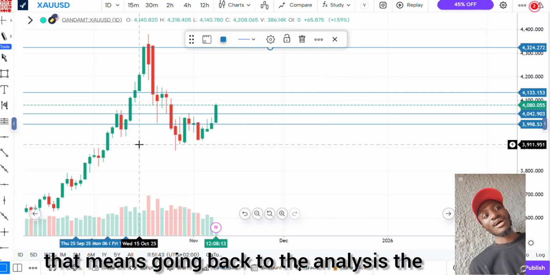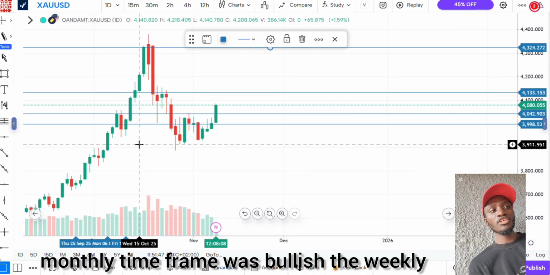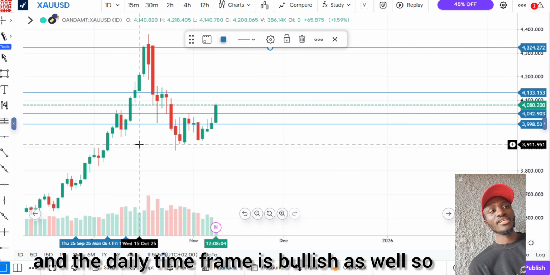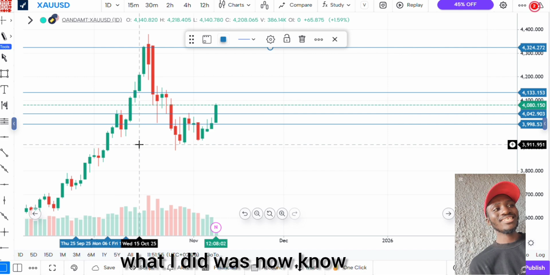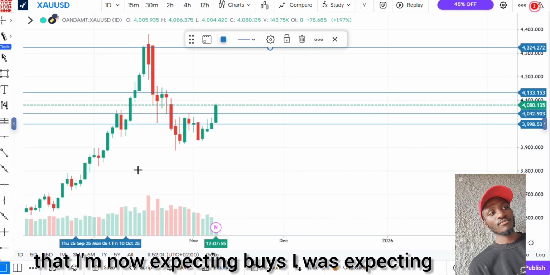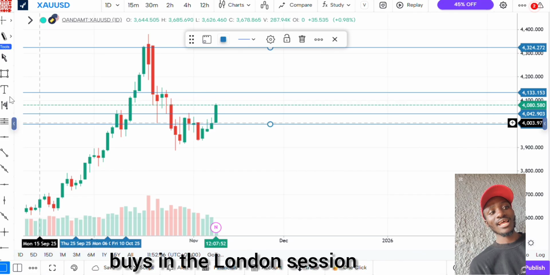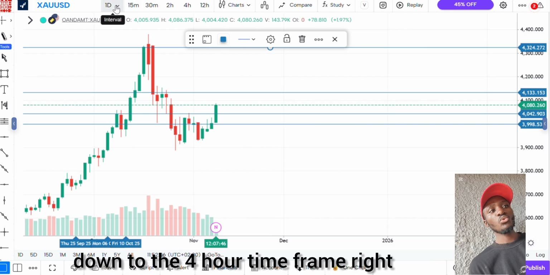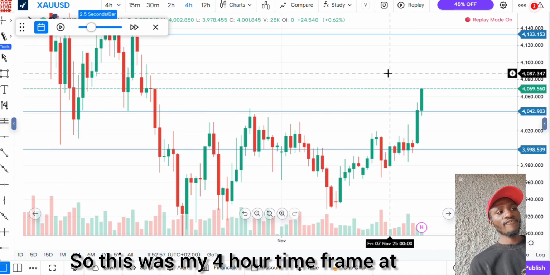So going back to the analysis, the monthly time frame was bullish, the weekly time frame is bullish, and the daily time frame is bullish as well. So I was now expecting buys. I was expecting buys in the London session, that's why I took that buy. So as I was expecting buys, I went down to the 4-hour time frame, right? This was my 4-hour time frame at that time.